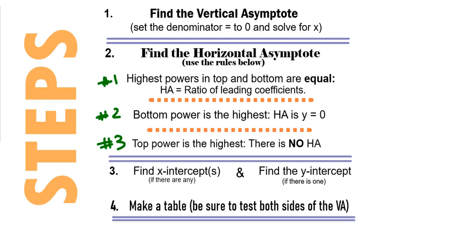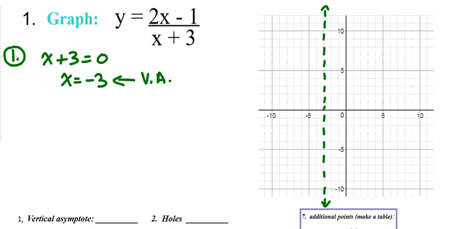So if the highest powers on the top and the bottom are equal, our horizontal asymptote comes from the ratio of our leading coefficients. So we know what those words mean, right? We've used leading coefficient before. And so what that means is this. Are x and x raised to the same power? Absolutely, right? It's the first power. So when our highest power, which is 1 in the numerator, is the same as the highest power in the denominator, 1, then our horizontal asymptote comes from the ratio of the leading coefficients.